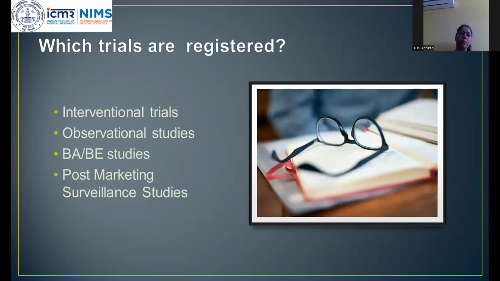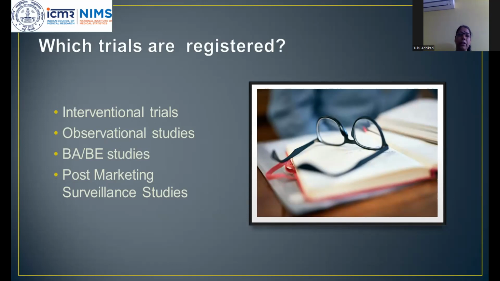So the question must be in your mind: which trials are to be registered? Interventional trials, observational studies, PAB studies, post-marketing surveillance studies. All these types of studies are registered in CTRI.